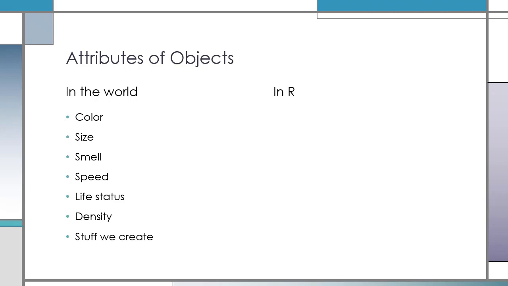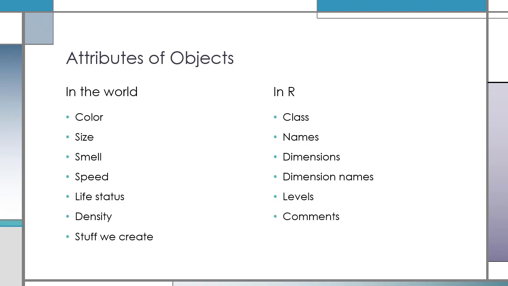Well, guess what? In R, the objects have attributes. They have a class. We've already discussed that. We can have names for our objects. We can have dimensions. We can have names for the dimensions. Objects can have levels or comments or, this is pretty cool, stuff we make up. That is, we can add an attribute to an object.